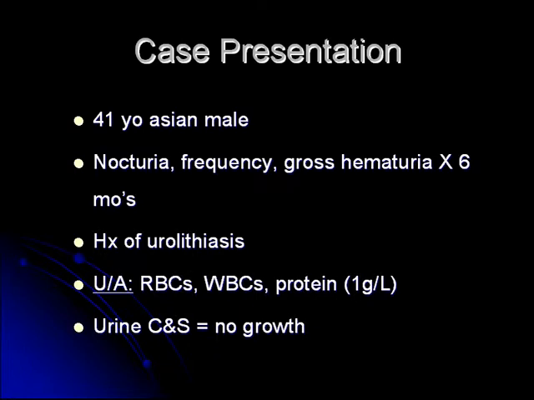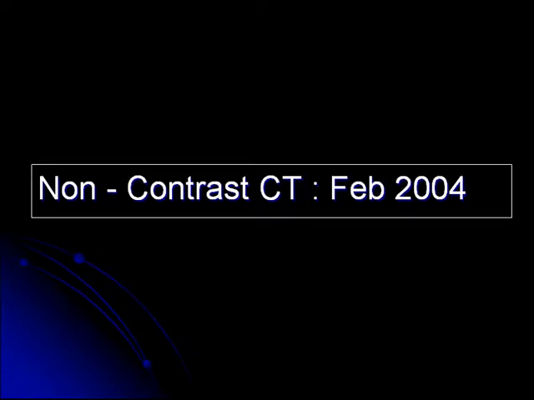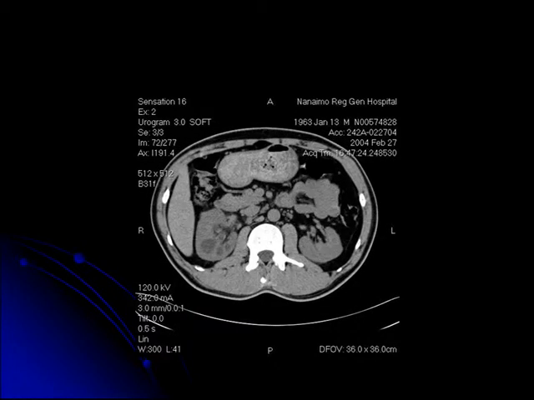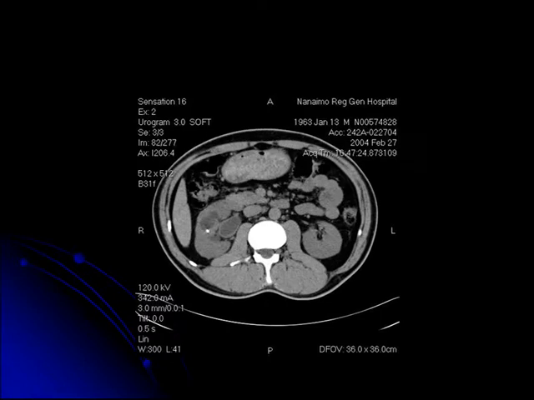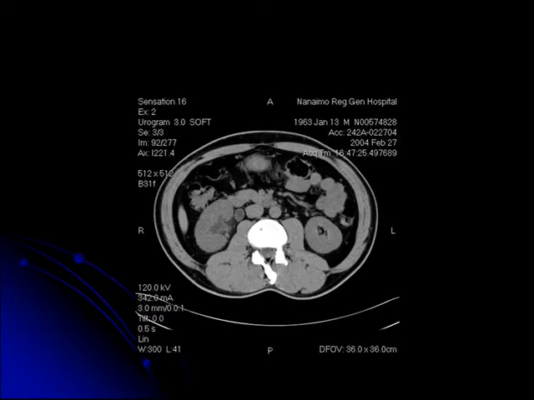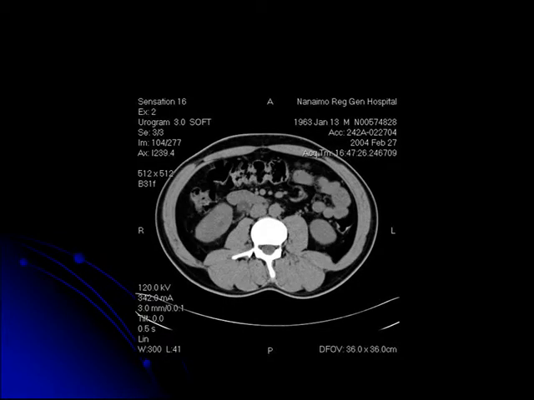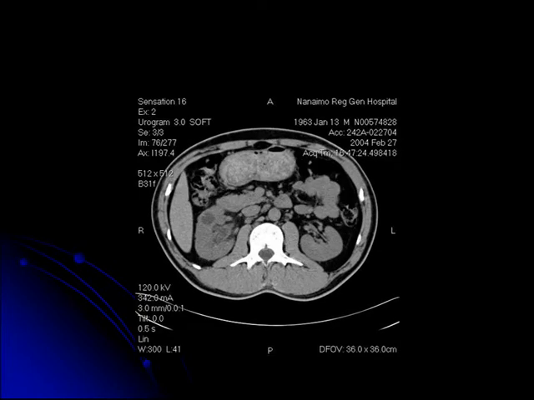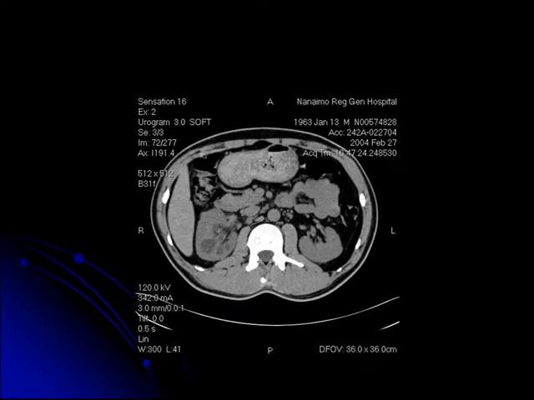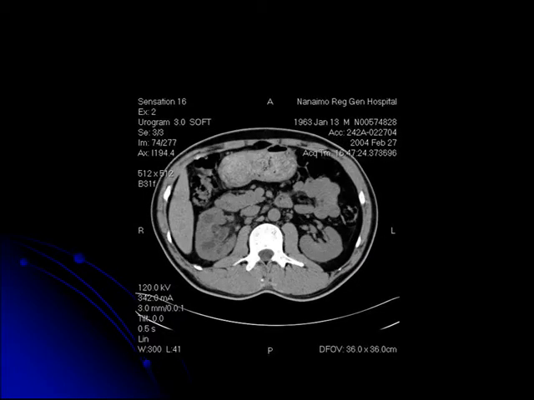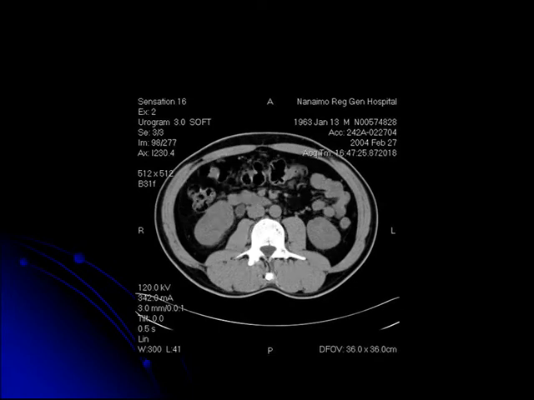He was initially seen and assessed over on Vancouver Island, where they carried out a CT scan in February of the last year. The CT scan demonstrated multiple dilated calyces with a few calculi in the interpole dilated calyces. In addition, the ureter was significantly thickened. So he was referred to St. Paul's with a presumptive diagnosis of calculi within calyceal diverticulum and a possible diagnosis of interstitial cystitis based on his storage symptoms.